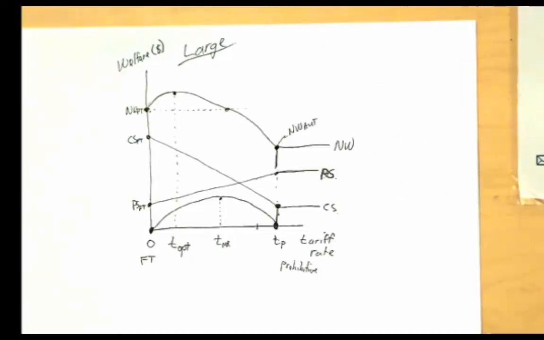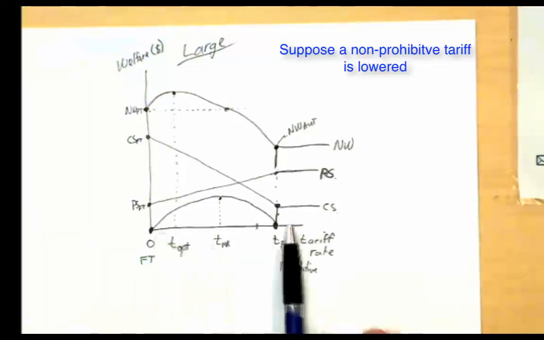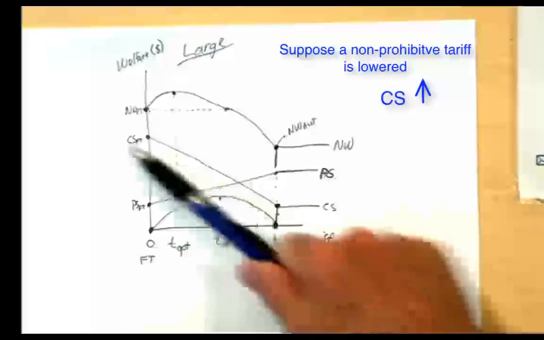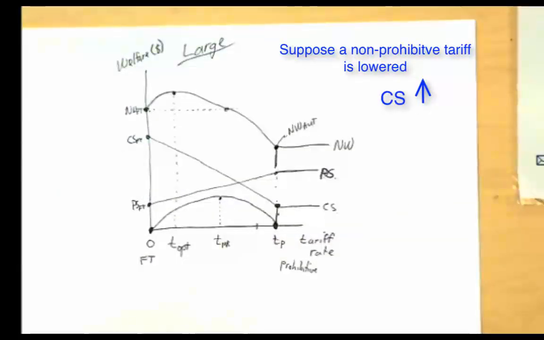So that graph becomes incredibly helpful in answering lots of questions. Suppose we start with a tariff, any tariff. I don't know what tariff. It's a non-prohibitive tariff. Okay, I've got a tariff in place, and I'm going to lower the tariff. I don't know how much. What's the effect on consumers? Got some tariff, I don't know which, going to lower it. What happens to consumers? Plus, minus, zero, or ambiguous? Plus. Moving up along the consumer surplus line. What happens to producers? Negative.